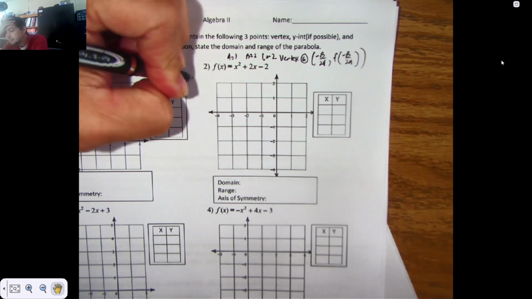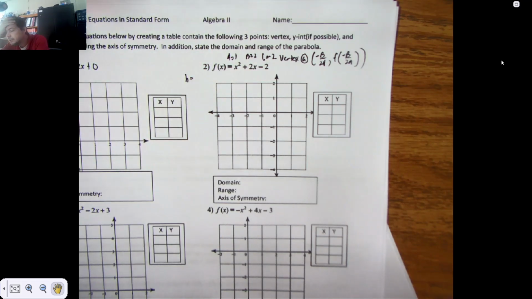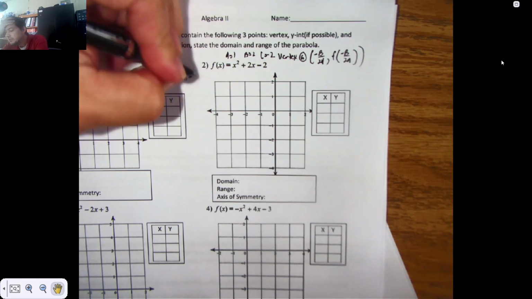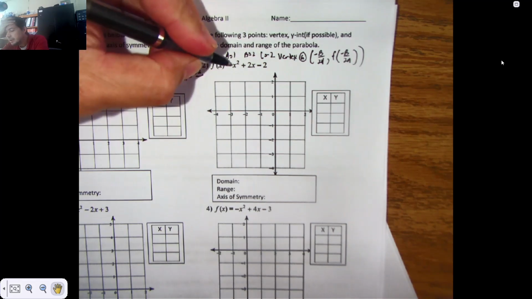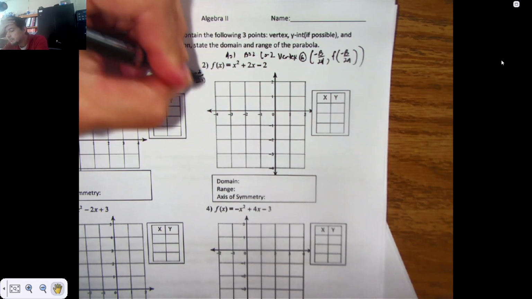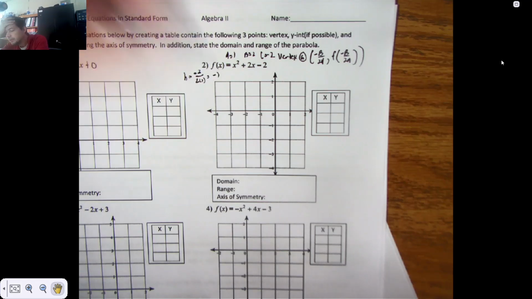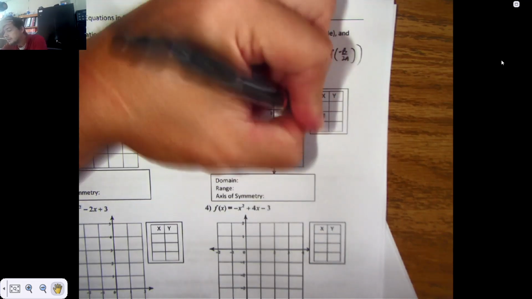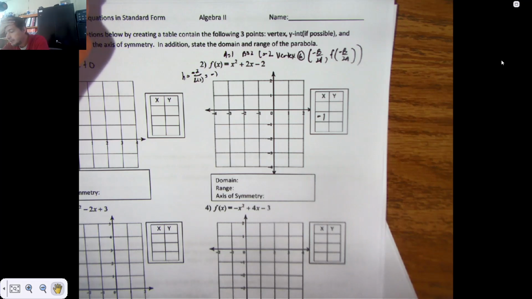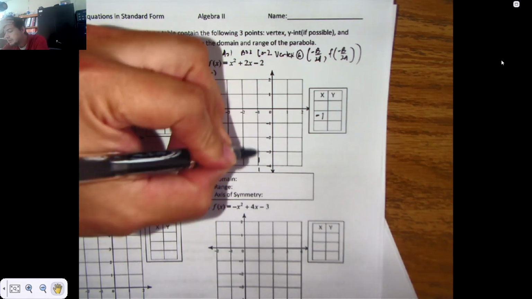h, which is the x-coordinate of the vertex, is going to be at negative 2 over 2 times 1, which is negative 1 when everything's said and done. I'll put that in the center of my table, okay? It also happens to be the axis of symmetry.